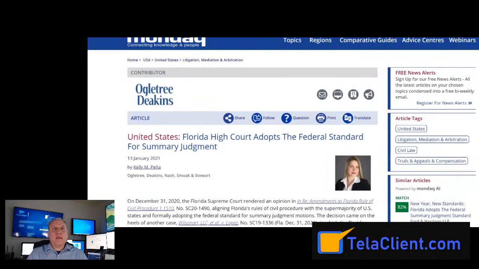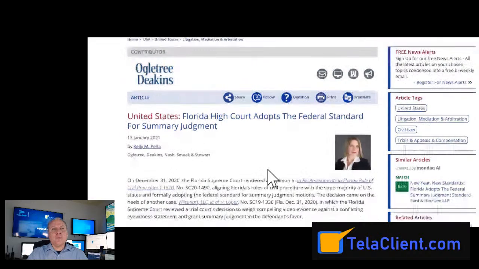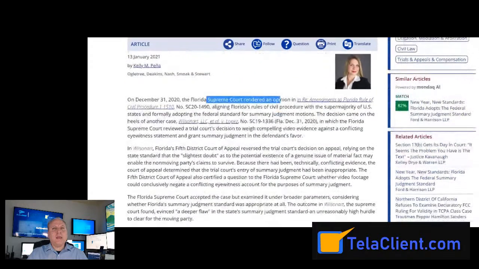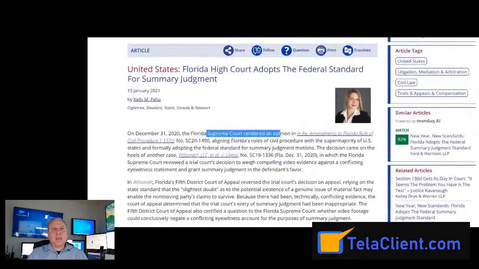This is a news article, and this was actually by a law firm, Ogletree Deakins. Not familiar with them, but they actually had a very good article about this recent case. It was on December 31st, the Florida Supreme Court rendered an opinion in this case, amendments to Florida Rule of Civil Procedure. And it was basically making the rules in Florida the same as the federal standards for summary judgment motions.